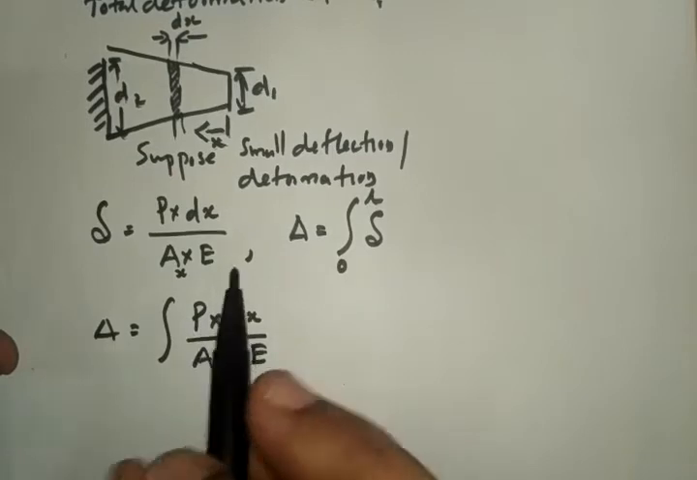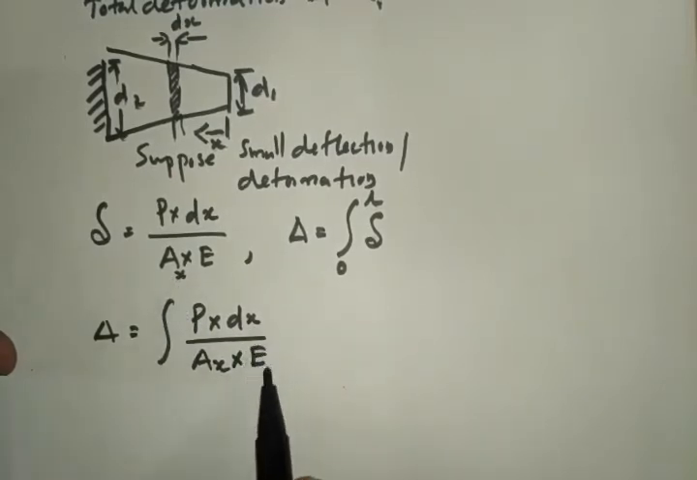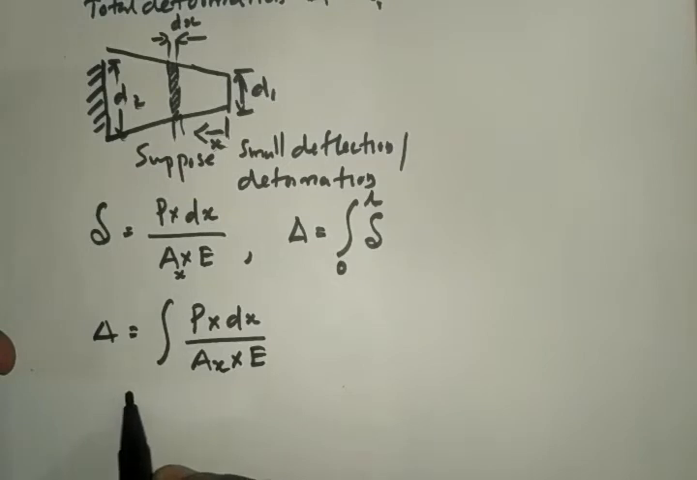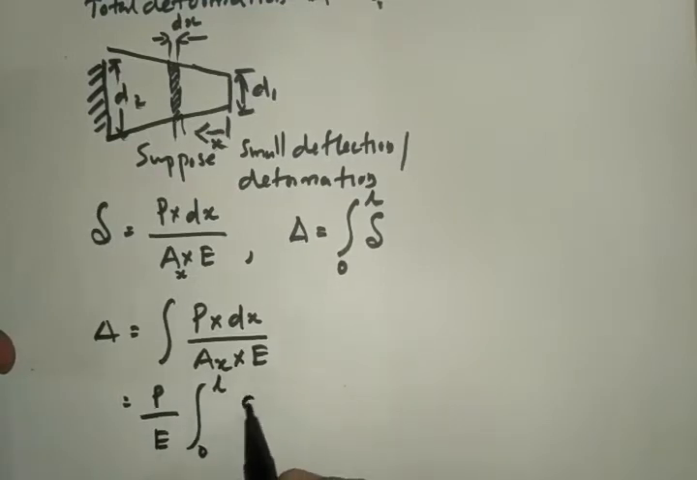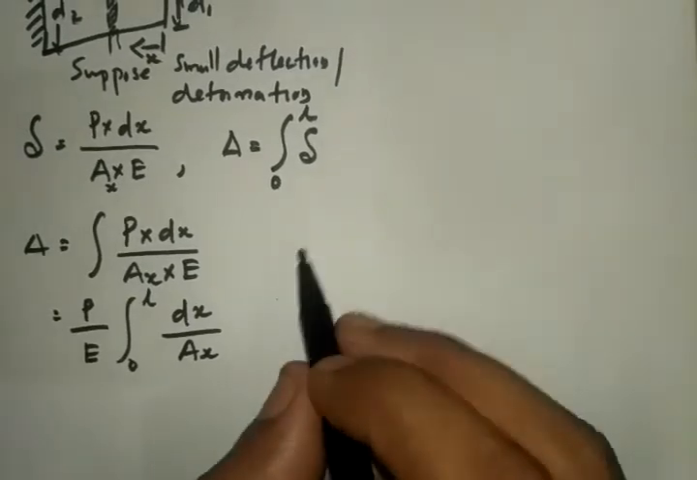Since P and E are constant, because only one force is acting and the material is made up of the same material, let's take them outside. Delta is equal to P by E into integration from 0 to L dx by Ax. But what is the value of Ax?